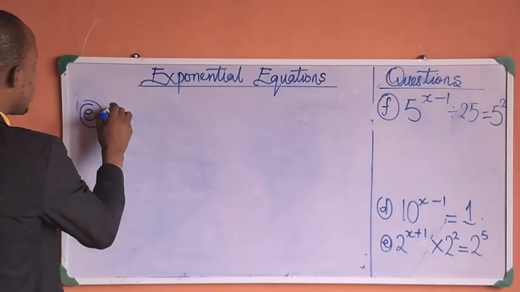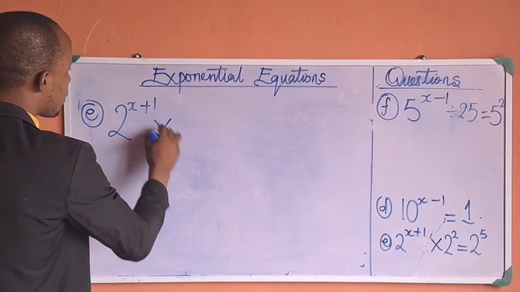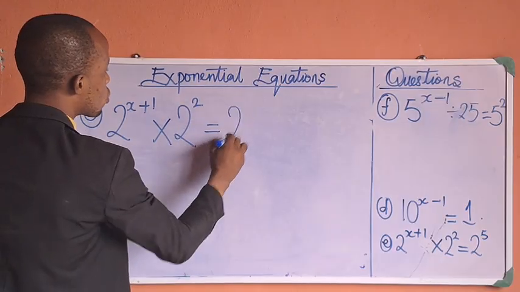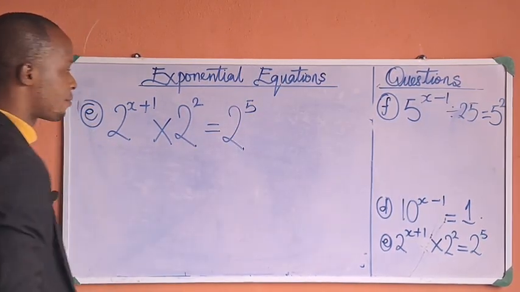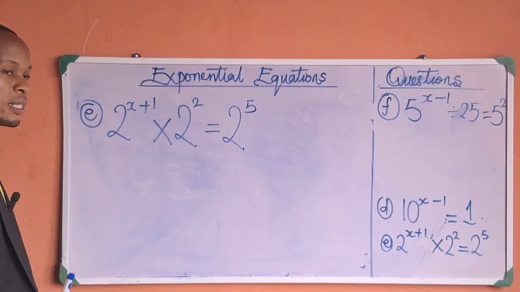Question E says 2 raised to power x plus 1 multiplied by 2 raised to power 2 equals 2 raised to power 5. This is an interesting exponential equation. How do we go about this?